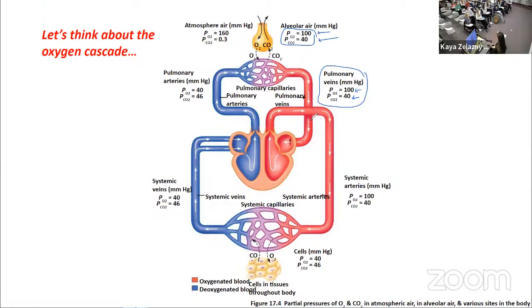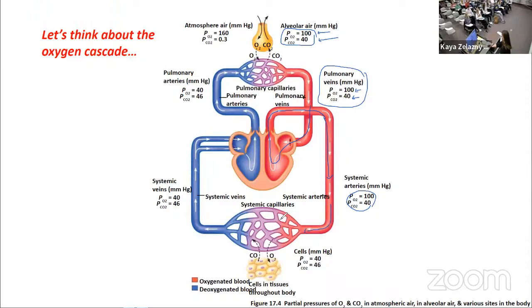We go through the left side of the heart. Nothing changed. We're not doing any gas exchange here. So out in our systemic arteries, the blood that your heart is pumping to your body, we're still just the same. We see those same partial pressures, 100 for oxygen and 40 for carbon dioxide, until we get wherever we're going.